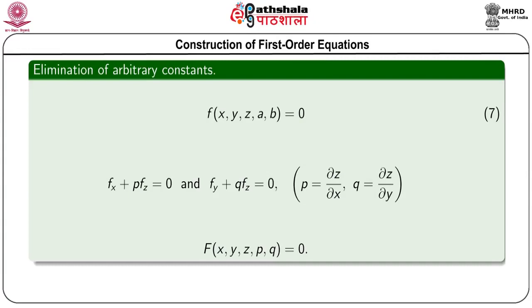Now, from these two equations, if you eliminate a and b and substitute the values of a and b in equation 7, you will get a functional relation of the form capital F(x, y, z, p, q) = 0. Therefore, the solution of F(x, y, z, p, q) = 0 is f(x, y, z, a, b) = 0. So, in this case, the first order differential equation is formed by eliminating two arbitrary constants a and b.